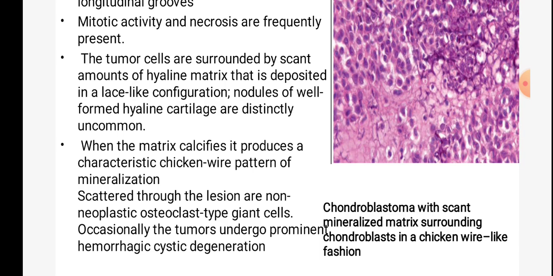So this is an important microscopic finding, the chicken wire pattern of mineralization. Scattered through the lesion are non-neoplastic osteoclast type giant cells. Occasionally, the tumor undergoes prominent hemorrhagic cystic degeneration.